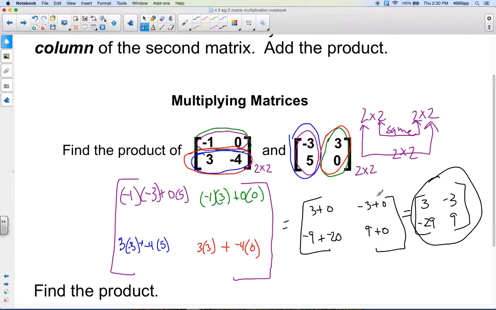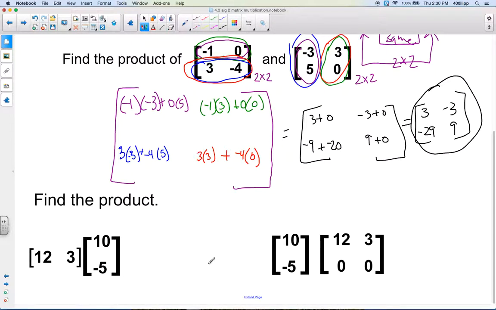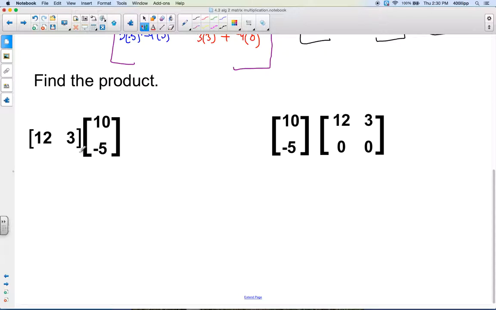Okay, let's see. Moving on, finding the product. So we know that the first thing we do is we look at the dimensions. The dimensions here, this is a 1 by 2, and this is a 2 by 1. So we look to see, can I multiply these out? Yes, I can multiply them out because the inner numbers are the same, and therefore my new dimensions are going to be a 1 by 1. You're going to get one number. That's it. So here we go. This is a 1 by 1, not the absolute value of x. 1 by 1.